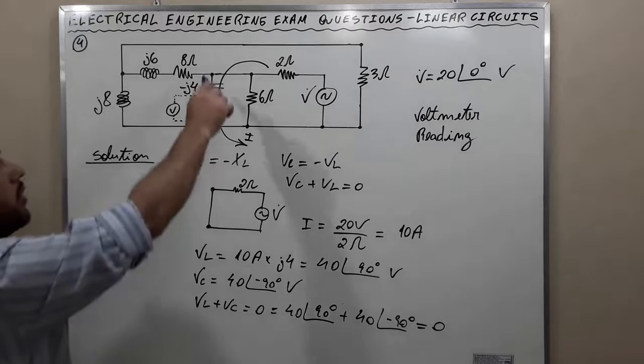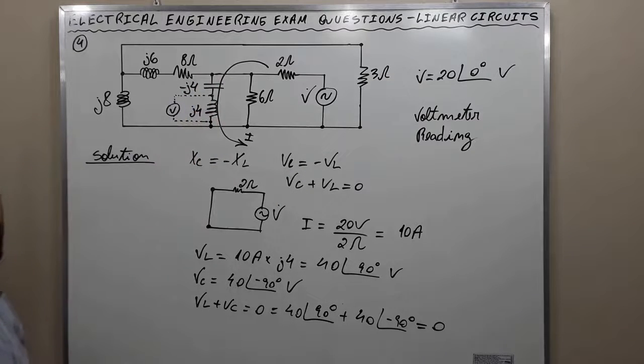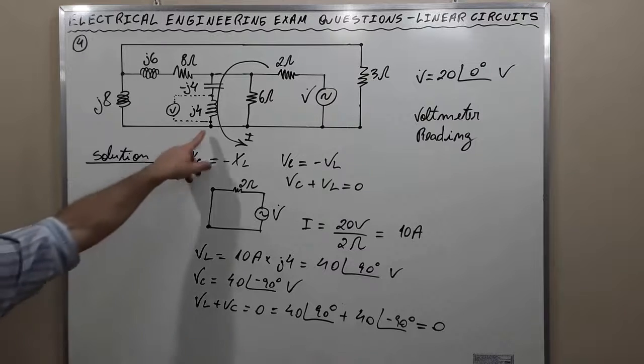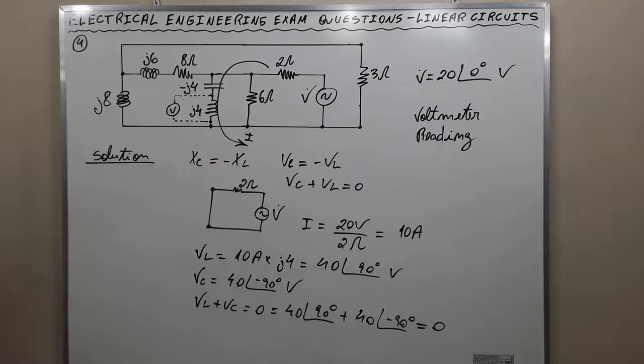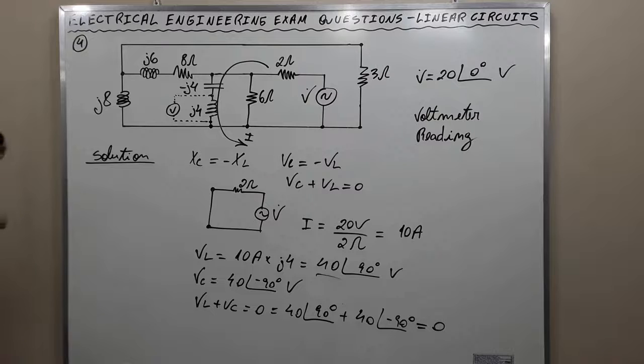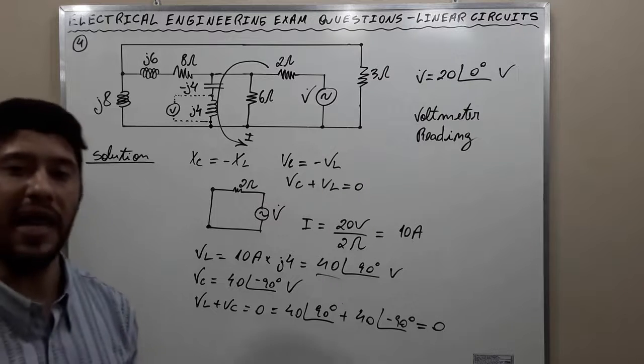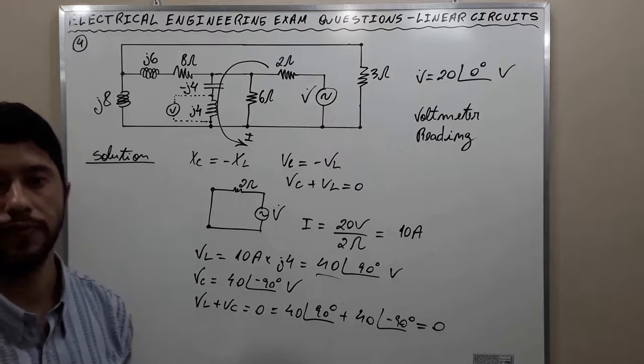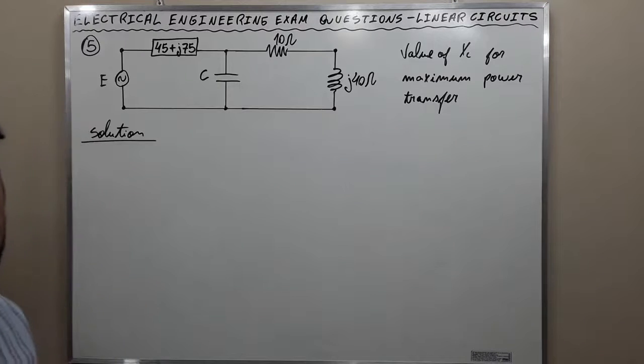Whenever we have a branch like this, with the magnitude of the capacitor impedance equal to the magnitude of the inductor impedance, we have to pay attention because there exists a short circuit in the circuit, okay? So this is the voltmeter reading. It is going to read 40 volts. Alright, my friends, this is all for exercise 4. Let's go to exercise 5.